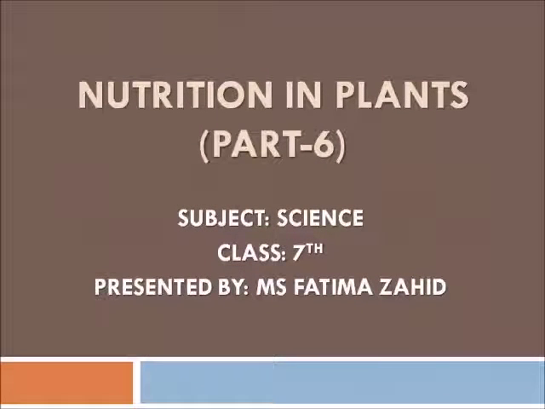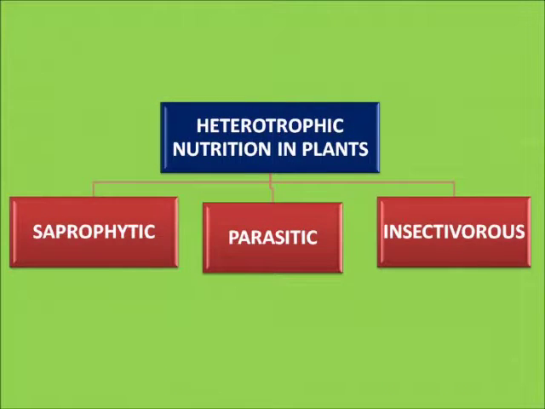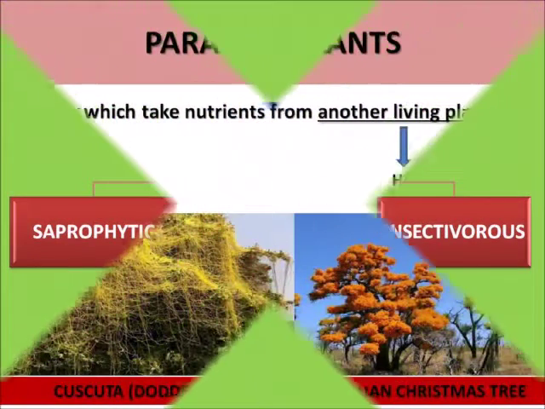Today's video is in continuation with the first chapter of science, which is nutrition in plants. This is my 6th video on nutrition in plants. Students, we have studied about the autotrophic nutrition in plants. Now today we are going to discuss the heterotrophic nutrition in plants. There are different types of heterotrophic plants that are saprophytic, parasitic and insectivorous. So we are going to discuss them one by one.